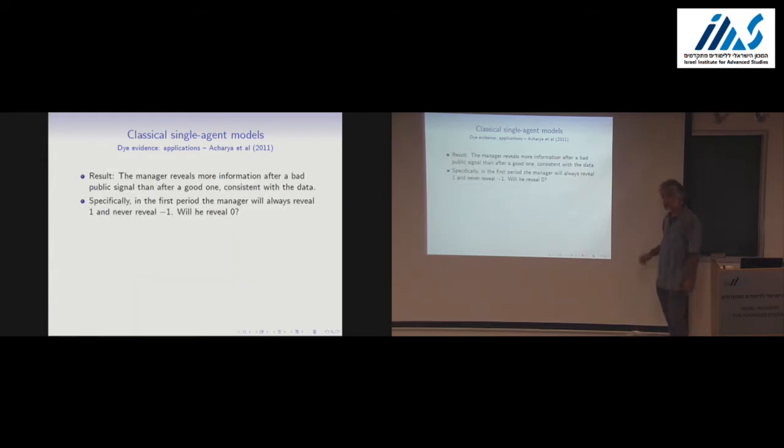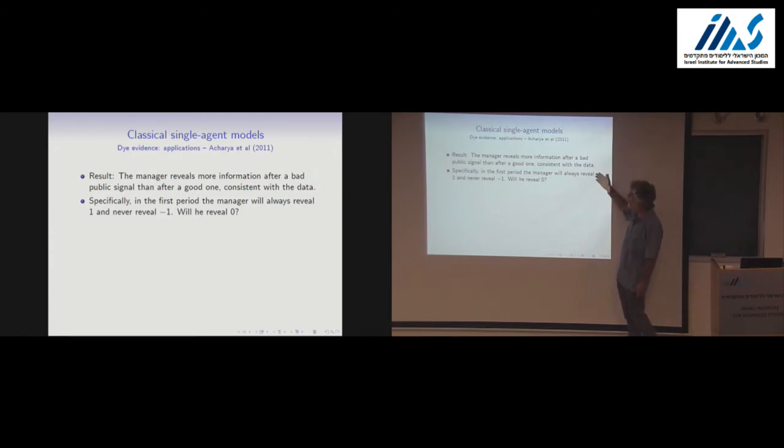So what are we going to see? Let me tell you what the result is. The result is that the manager is going to reveal more information after a bad public signal than after a good one. In other words, after bad public signals, you're going to see more information. After good public signals, you're not going to see more information. This is the data that they claim in the paper is prevalent in the actual stock market. Okay? So let's see what's going to happen here.